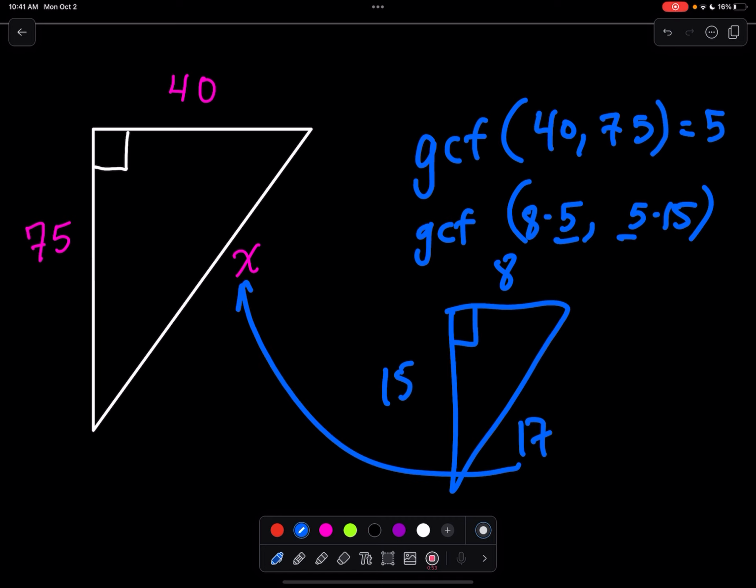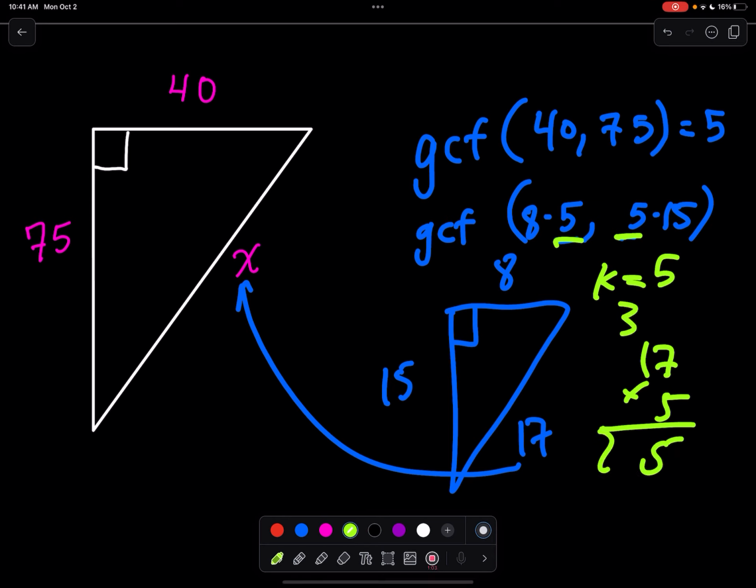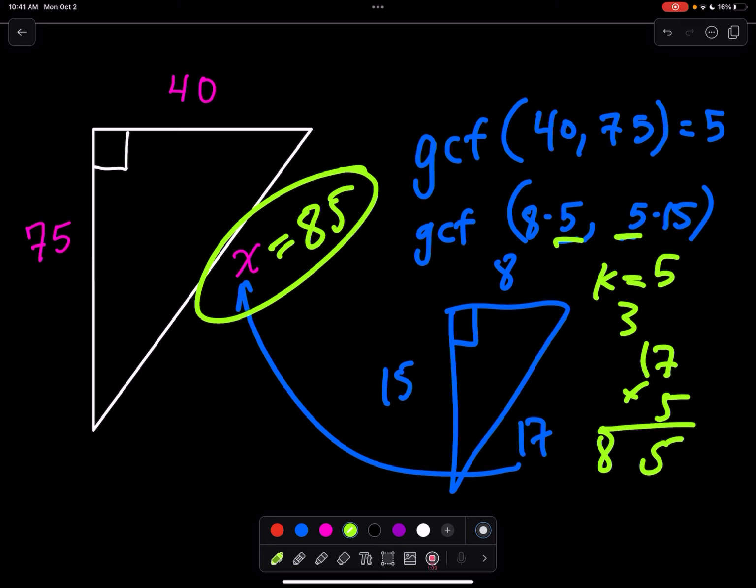And then we'll just scale the hypotenuse up by that scale factor. The scale factor was 5. So 17 times 5. X is 85. So this is a tremendous time saver.